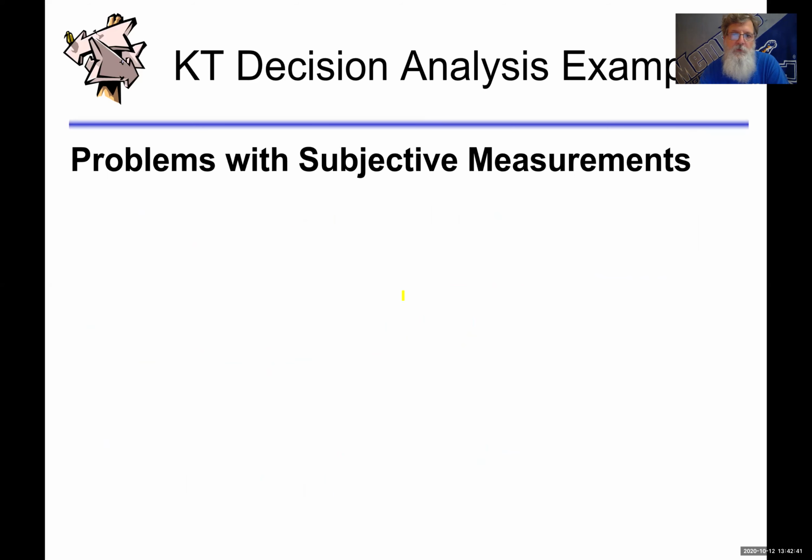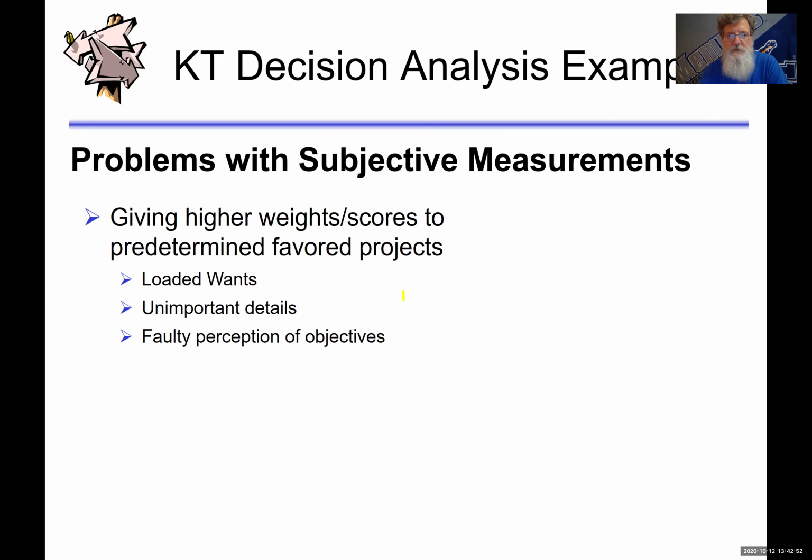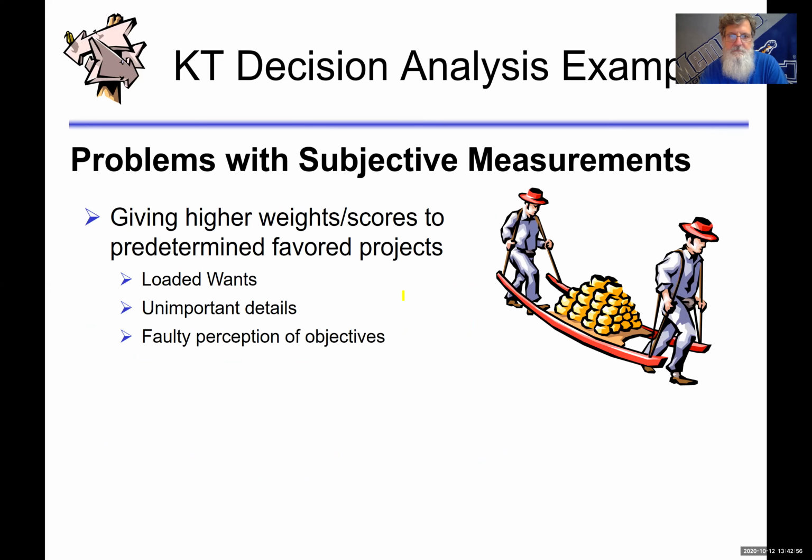And don't forget the problems with all these subjective measurements. If you give higher weights and scores, you could really predetermine a solution. So try to avoid loading up your wants using unimportant information and any kind of faulty perception or biases. Also look at what's missing. Is there missing information? What if this happened? What if that happened? So again, a post review of your analysis is always a good idea.